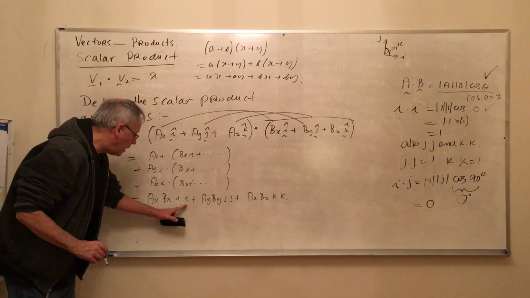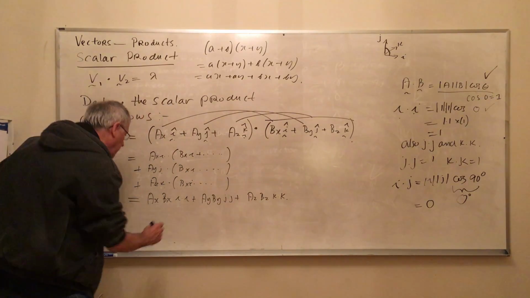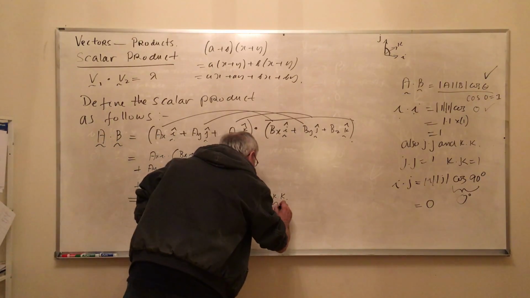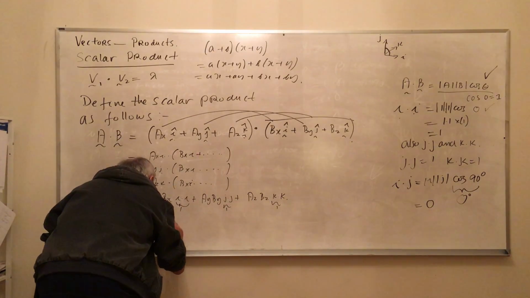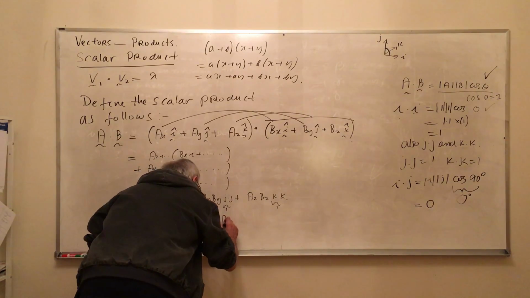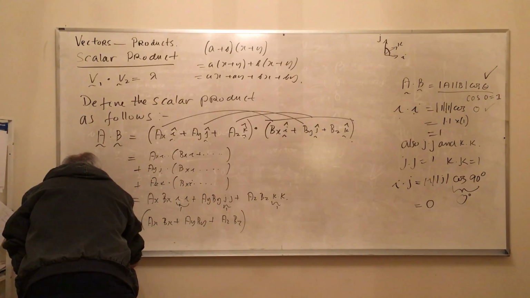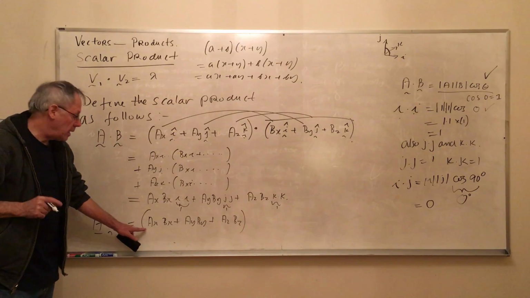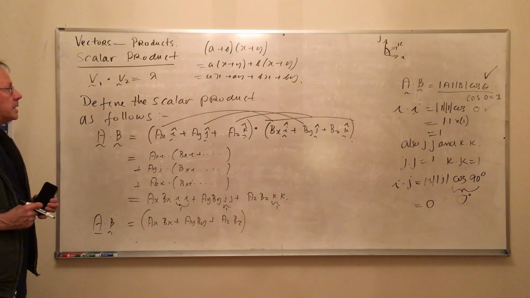Because anytime you have an i dot j, it's 0. Anytime you have a j dot k, it's 0, and so on and so forth. Now these terms are all 1. So I just get a_x b_x plus a_y b_y plus a_z b_z. So a dot b means you just take each component separately and multiply them. And that's how we operate the dot product, the scalar product.